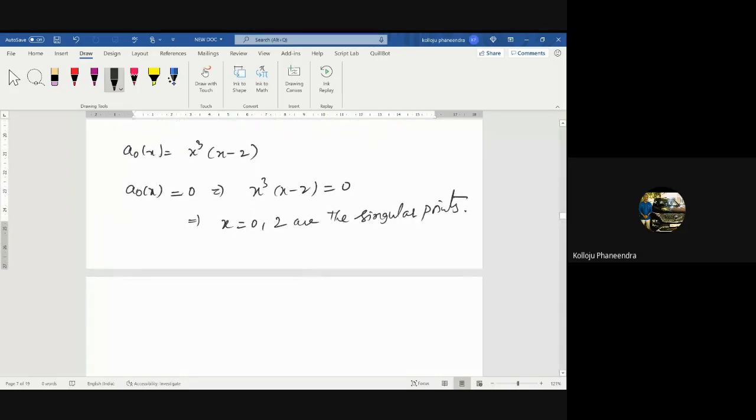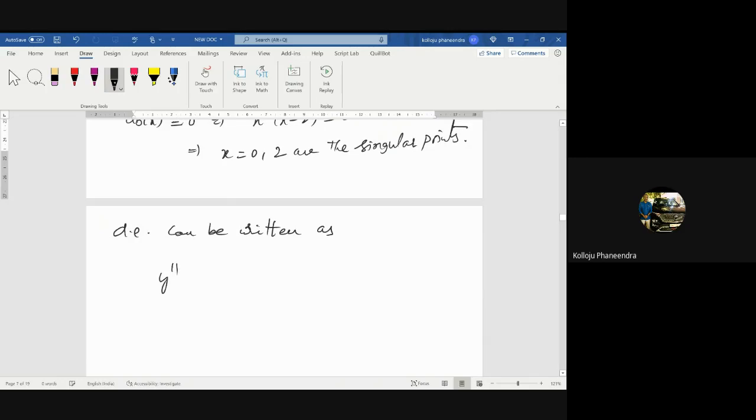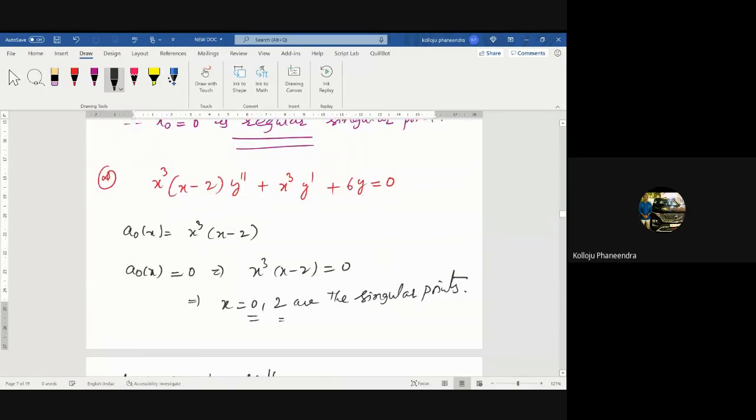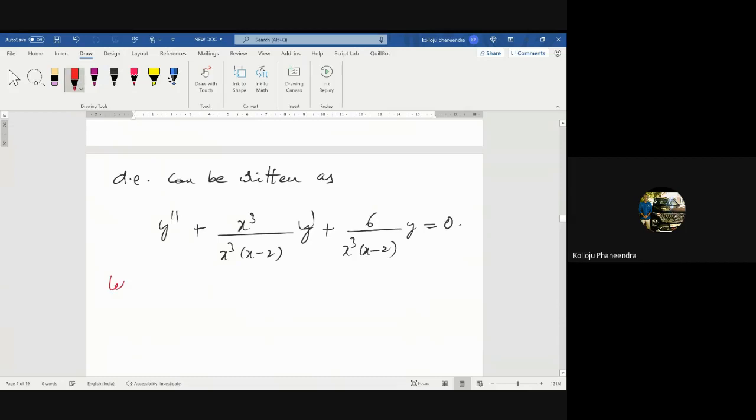So let me take it case by case. What is the equation? To decide whether regular or irregular singular point, I have to rewrite the differential equation as: y double dash plus x cube by x cube into (x minus 2) y dash plus 6 by x cube into (x minus 2) y equal to 0, right? Since there are two singular points, 0 and 2, let us discuss the type of singularity one by one.